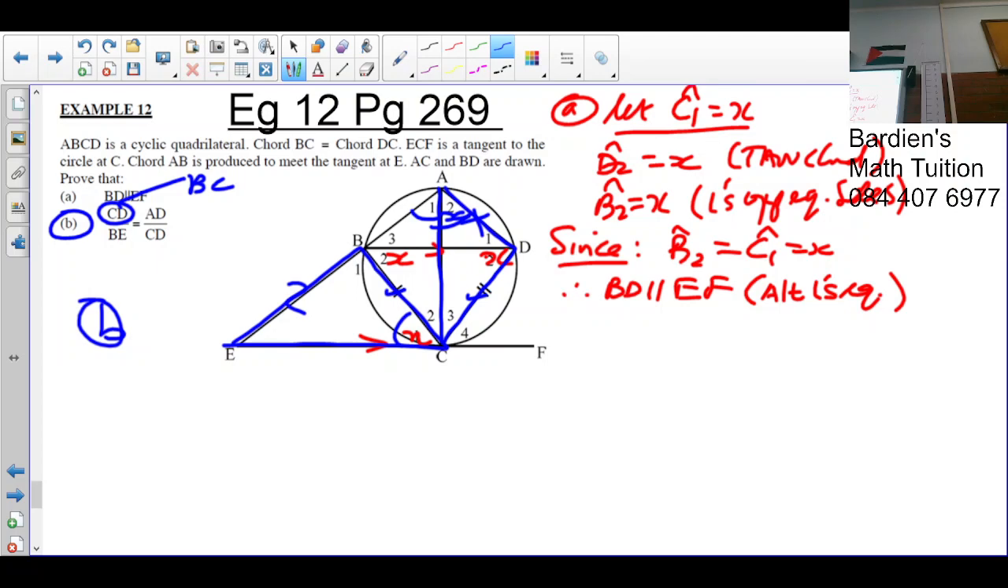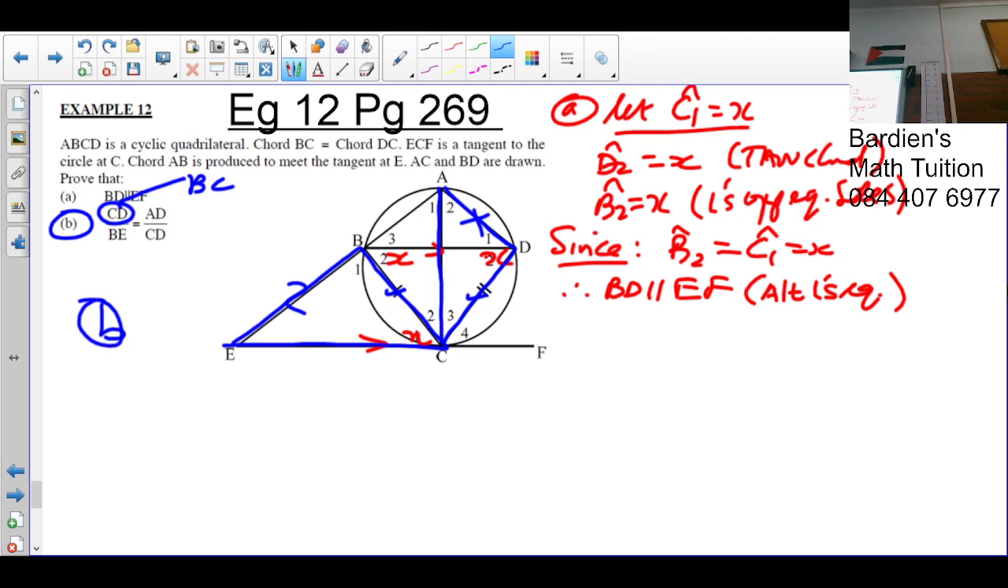Then B1 is equal to what angle? B1 is D1 plus D2. That's correct. Why? Exterior angle of a cyclic quad equals the interior opposite. So here we have done the job already. Can you see that, people? So let's go with that quickly.